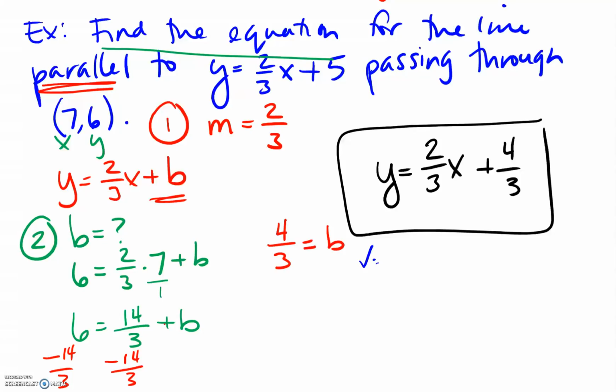If we had 6 is equal to 2 thirds times 7 plus 4 thirds, we get that 14 over 3 plus 4 over 3 is equal to 18 over 3, and that equals 6. So we feel good. And it is parallel because, again, these two lines have the same slope.